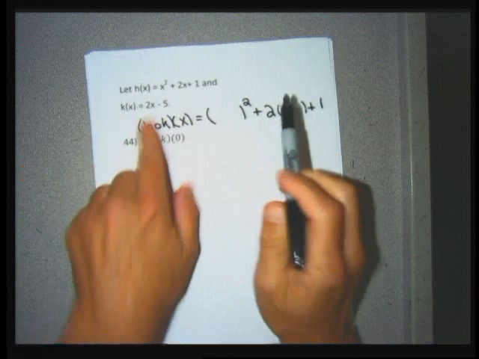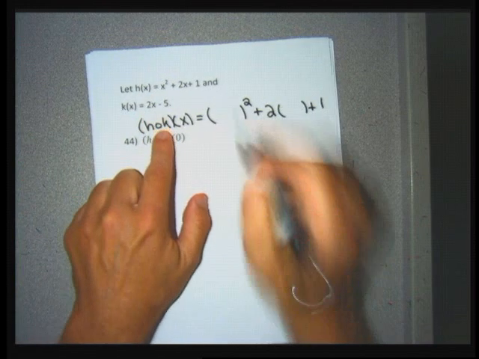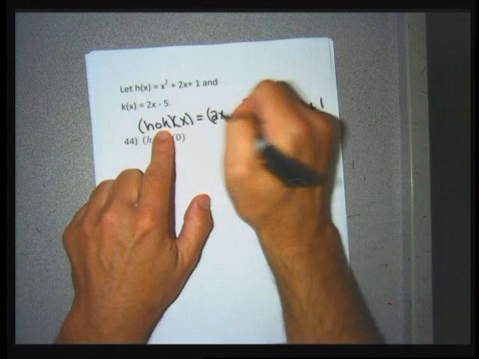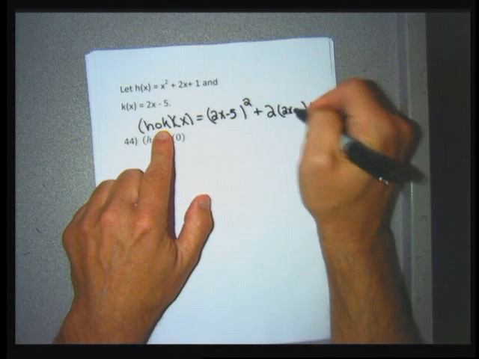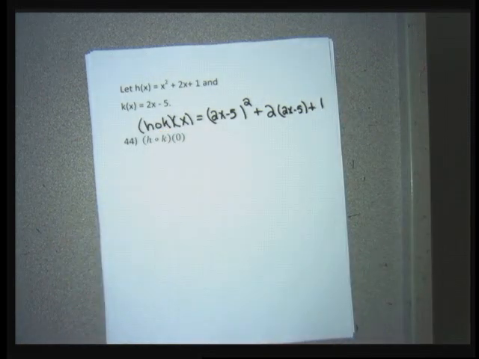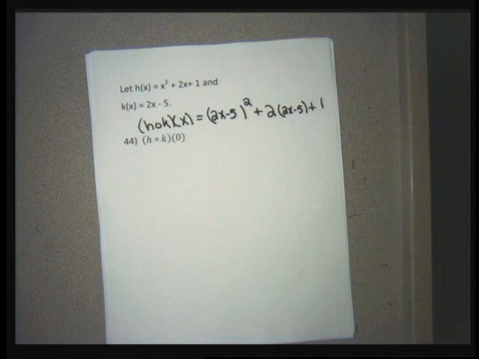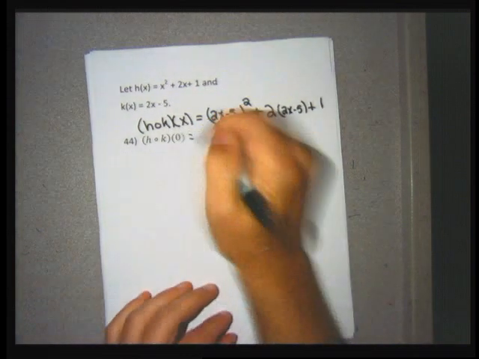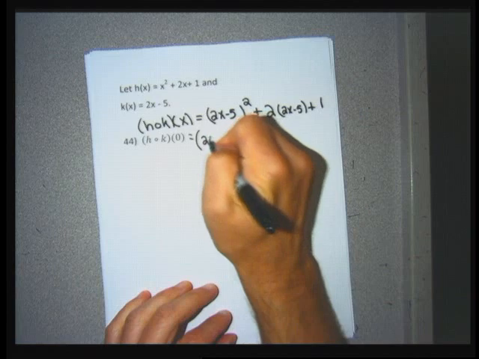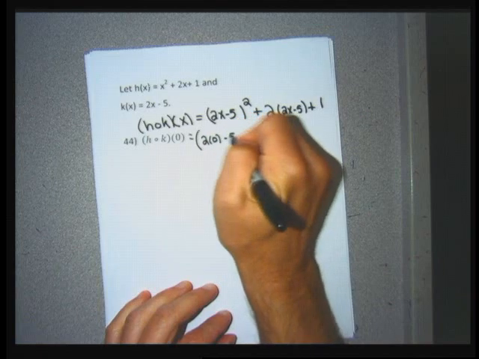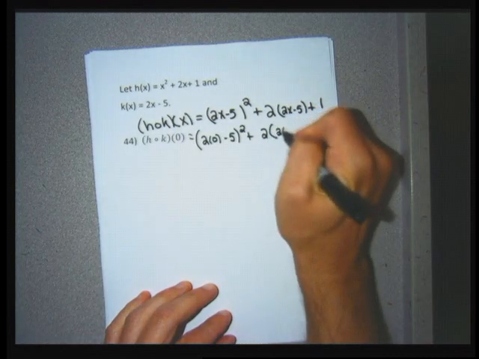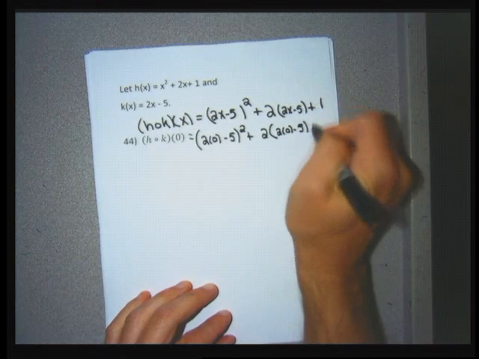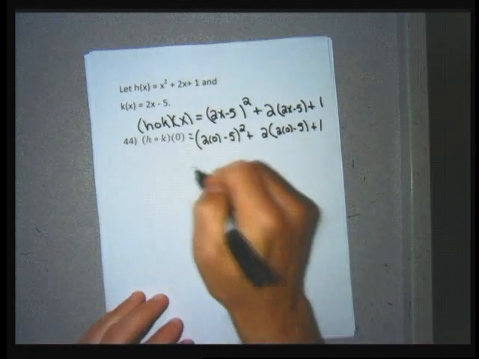Inside the parentheses, I write the right side of the k function, which is the function that's written second. So h composed with k of x, which is what I have to simplify, is (2x minus 5) quantity squared plus 2 times (2x minus 5) plus 1. I could simplify that and then plug 0 in, but it's a lot easier to plug 0 in and then simplify. That's what I'm ultimately going to do, change the x to 0. And now I'm going to simplify.